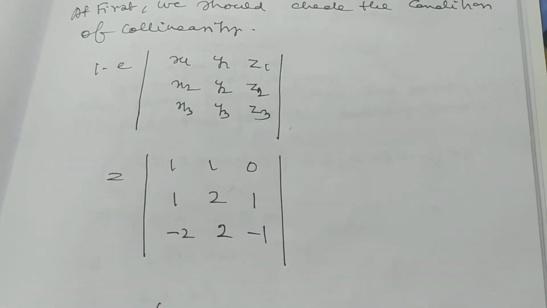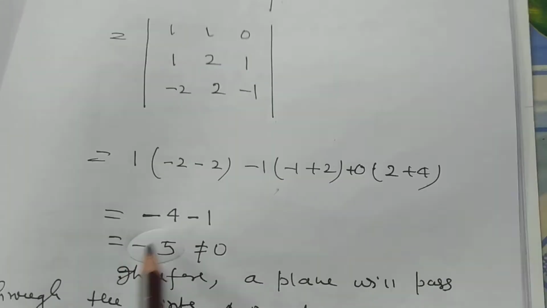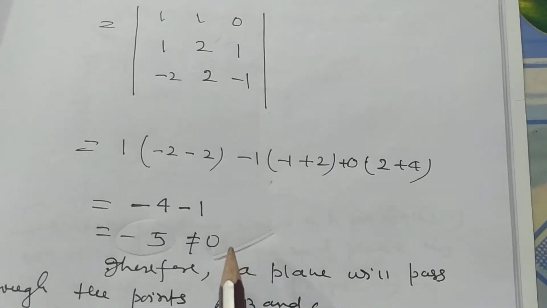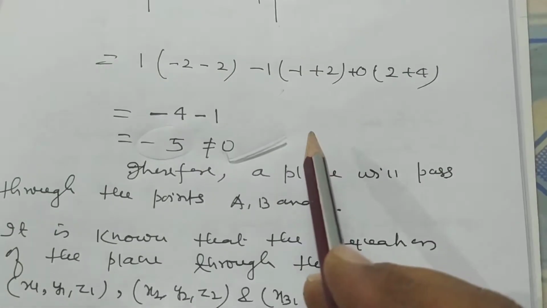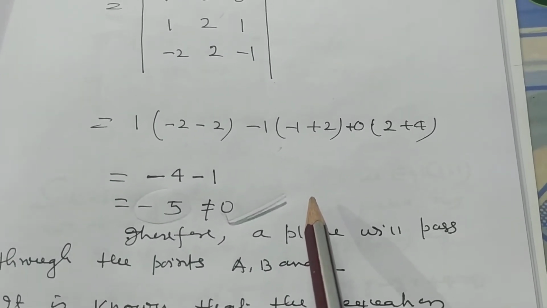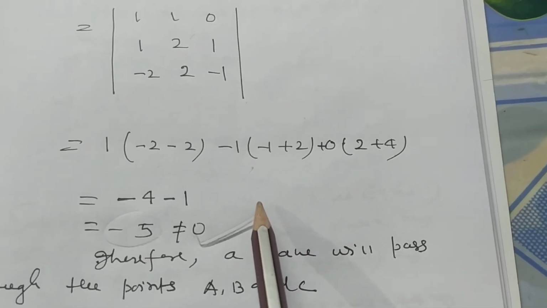Write the coordinates of the 3 points in the form of a determinant. If the value of the determinant, suppose it is minus 5, is not equal to 0, then all the points are non-collinear. You have to do this before determining the equation of the plane. Some students did not do it, so you must take care.